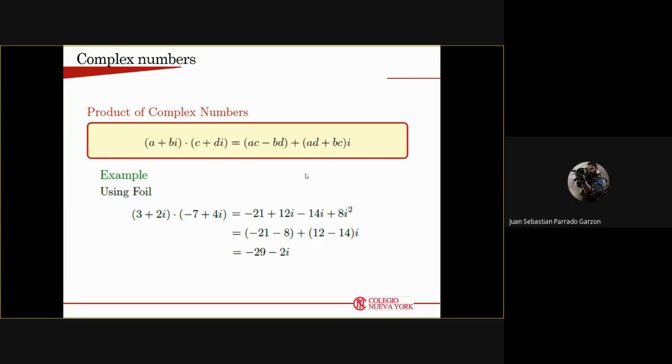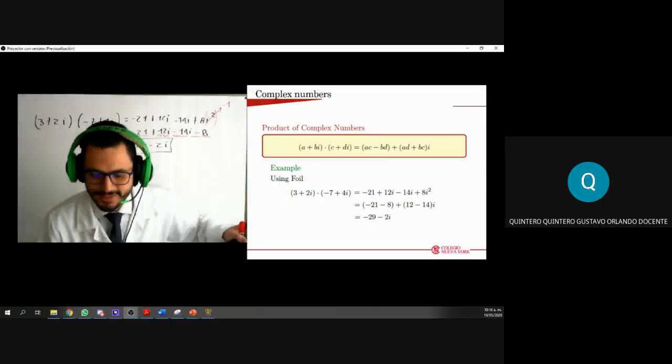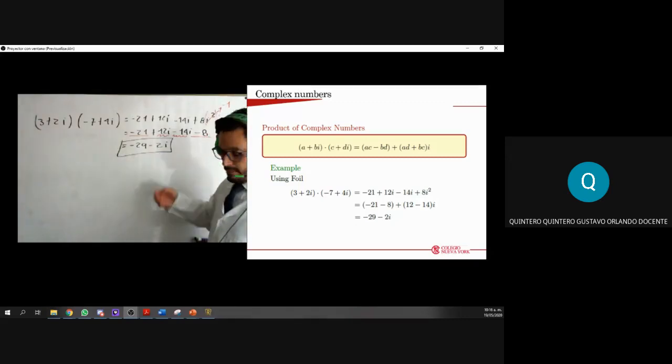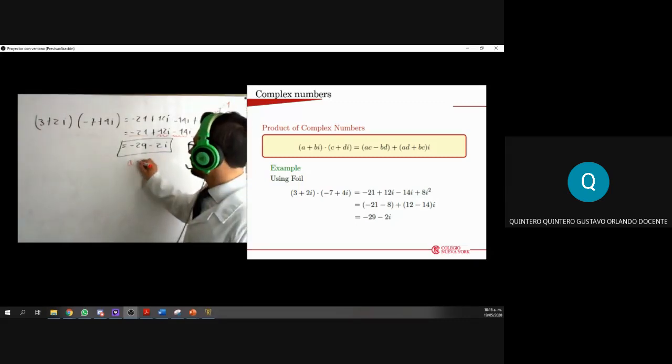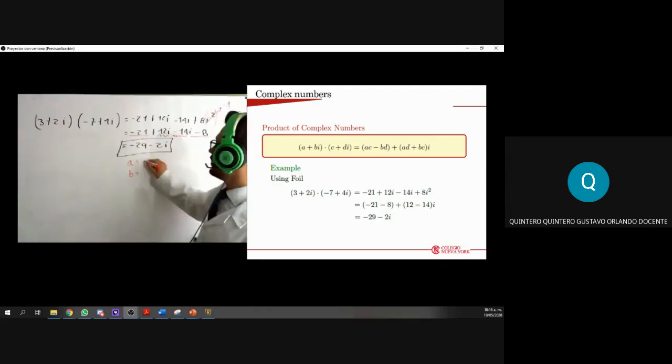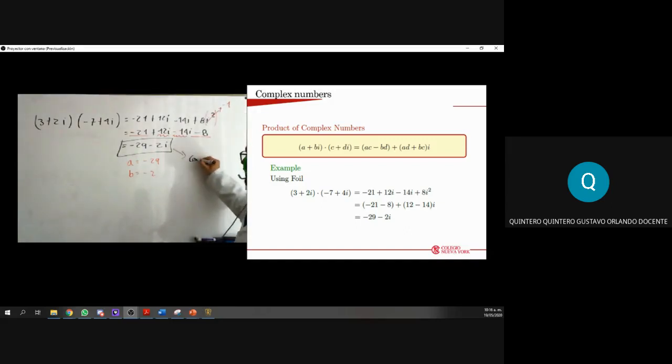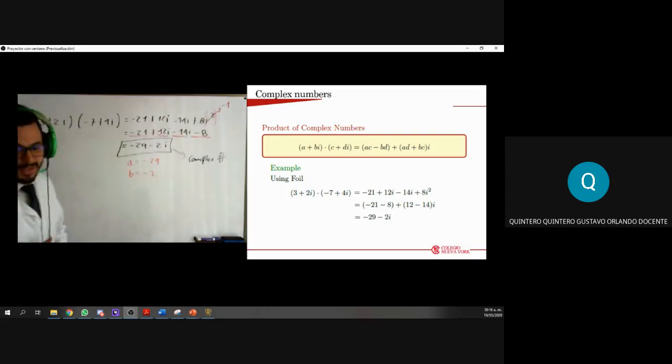So it is a complex number because it has the form. This one has the form of a complex number, right? We have a real part and we have an imaginary part. The real part is going to be negative 29 and the imaginary part is going to be negative 2. So this one is a complex number. Let's write it like that. It is a complex number.